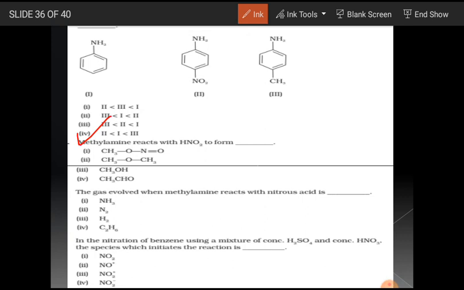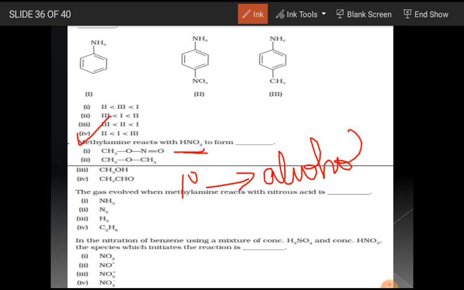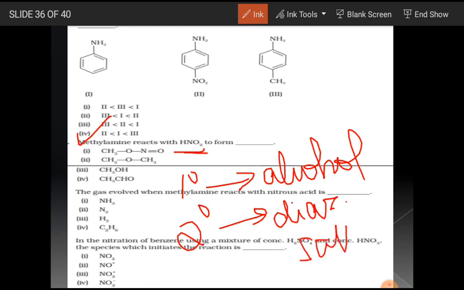Next, methylamine reacts with HNO2 to form... So what is it going to form? It is going to form an alcohol, right? We have studied that in Liebermann's nitroso test, a primary amine is going to form an alcohol and the secondary amine is going to form a diazonium salt. So here the answer should be option number 3.